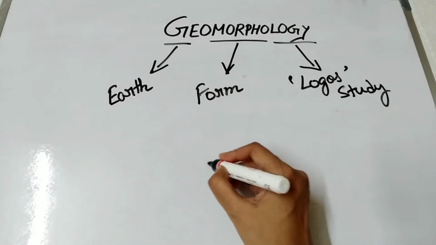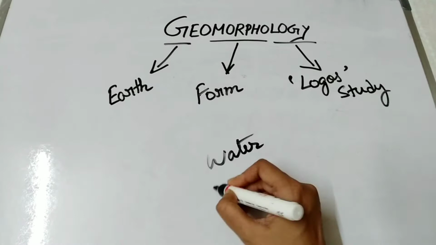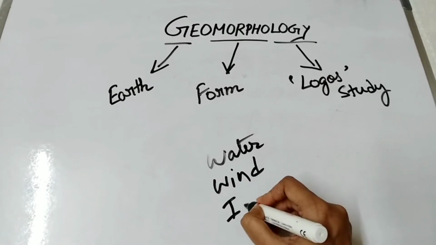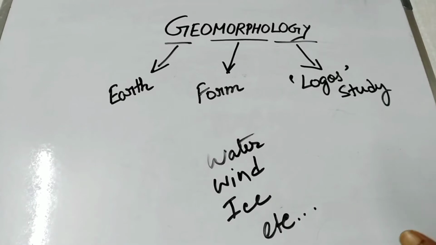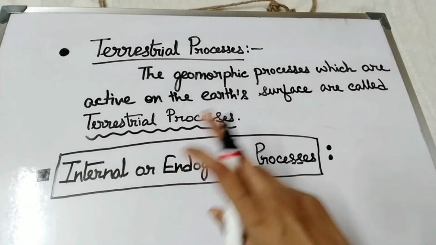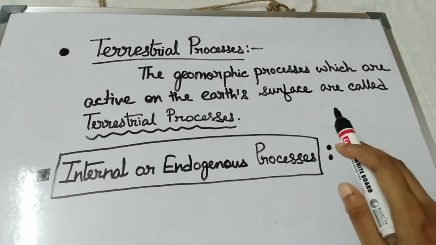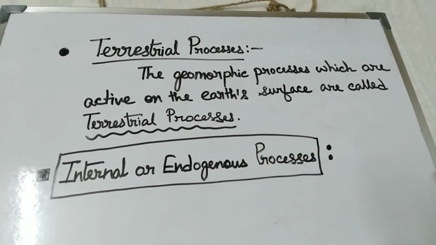Some natural forces like water, wind, ice, living things, etc. can affect the earth's surface physically or chemically. These are called geomorphic processes. Now, what are terrestrial processes? The geomorphic processes which are active on the earth's surface are called terrestrial processes.